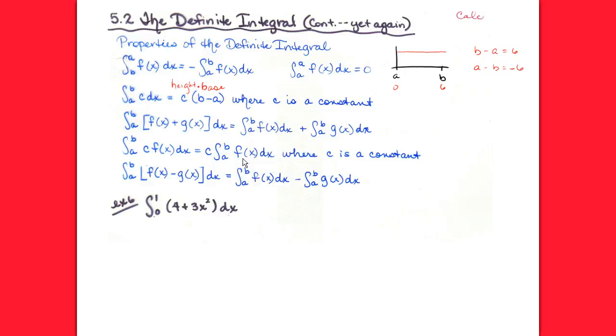And then the last one, we've got the integration of f of x minus g of x. We can break that into two separate integrals, so the integral of f of x minus the integral of g of x. All right, so look at example 6.